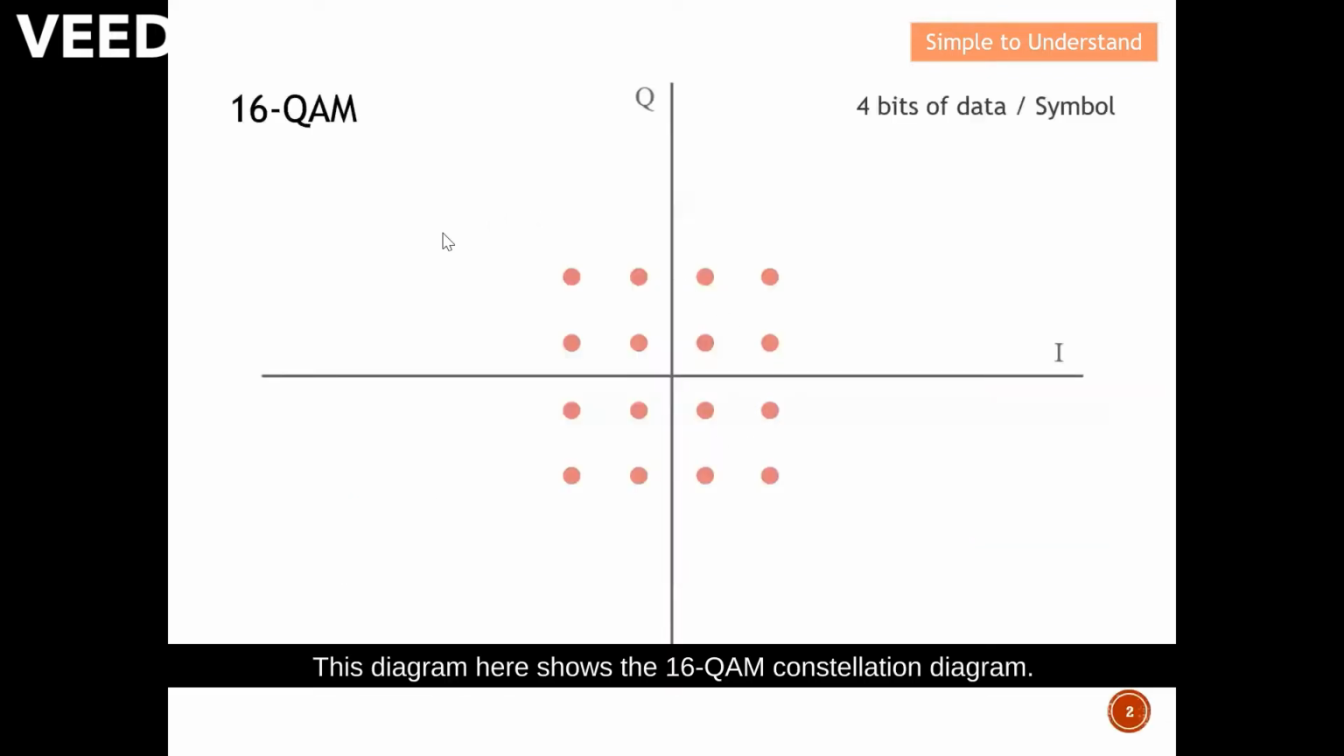This diagram here shows the 16 QAM constellation diagram. There are 16 dots in this constellation diagram. At any point of time, one of the dots will light up, which indicates 4 bits of data per symbol is transmitted or received. Hence, this is how 16 QAM indicates the bits of data.